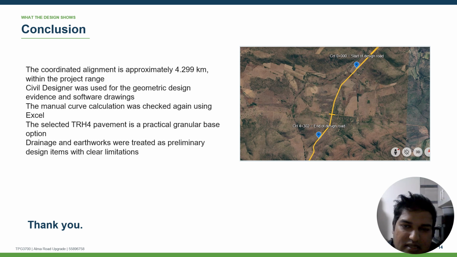The pavement structure was selected using the TRH4 catalog approach, with the granular base pavement chosen as the preferred option. The drainage design includes actual drainage positions for the proposed culverts. The design remains preliminary, and a full professional design would obviously require traffic surveys, geotech testing, hydrology analysis, etc.